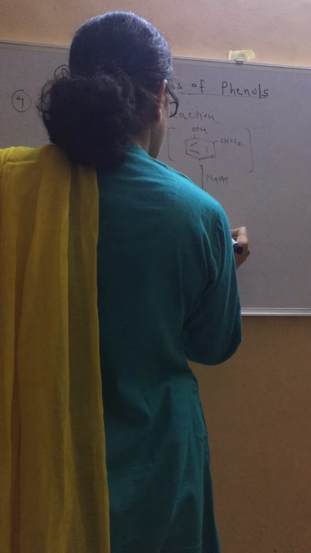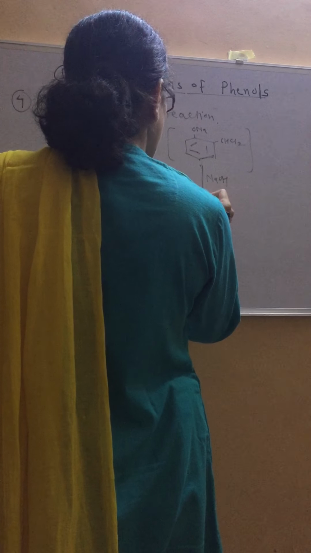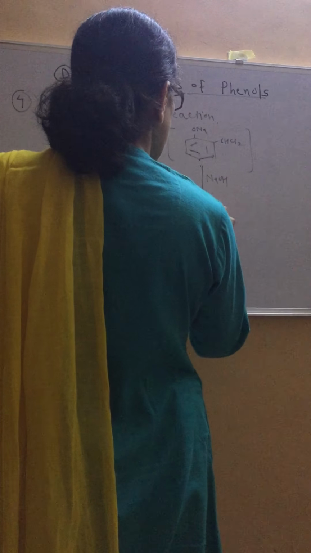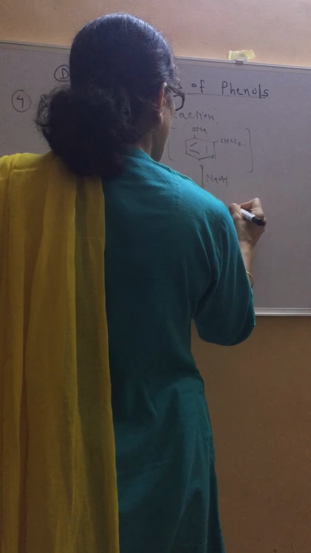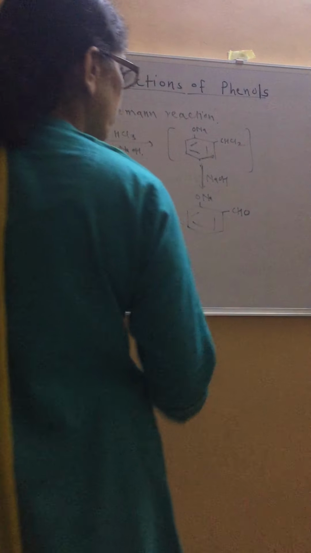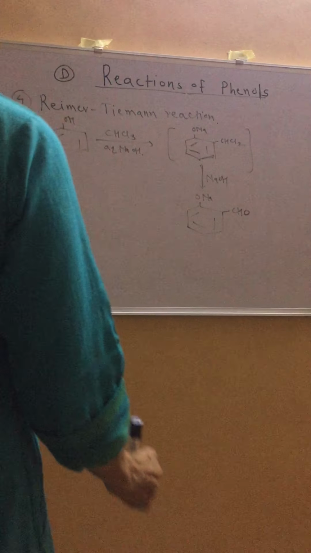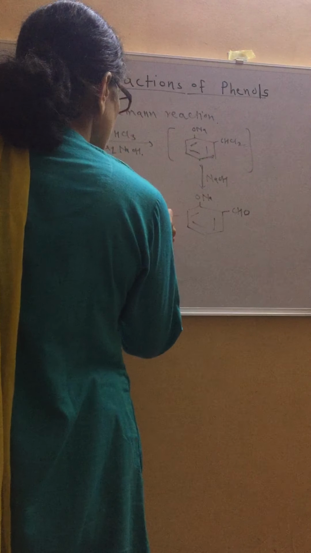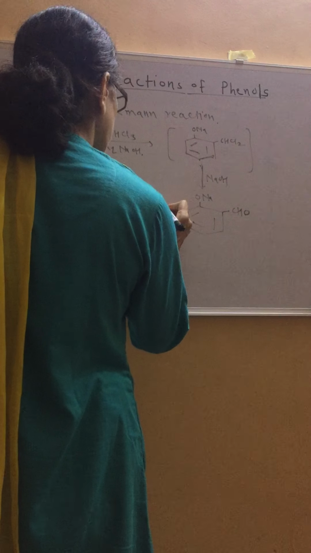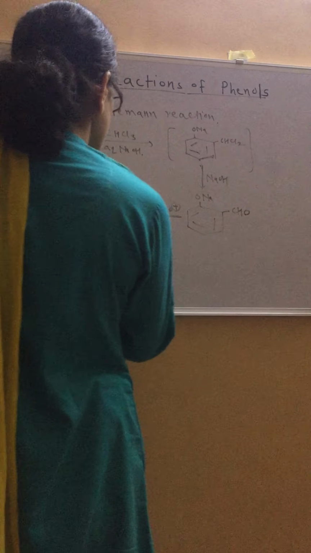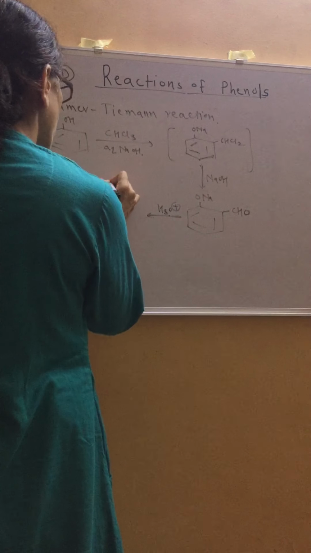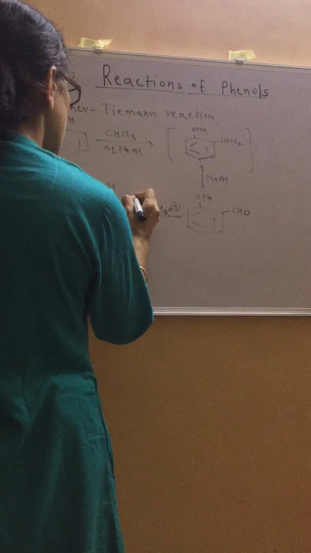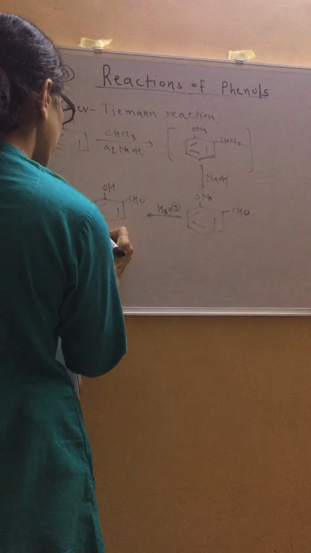it will give us, so this ONa is going to be as it is, and this CHCl2 is converted into CHO aldehyde group. Okay, and which undergoes acid hydrolysis in the last step. Acid hydrolysis, and this is converted into OH, and this is CHO, salicylaldehyde.